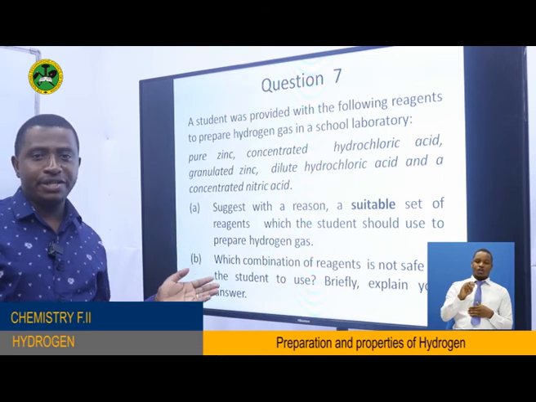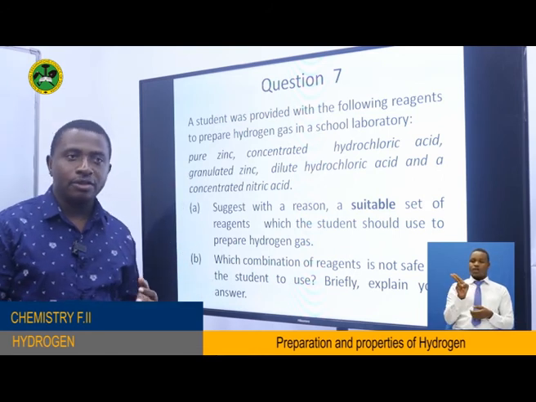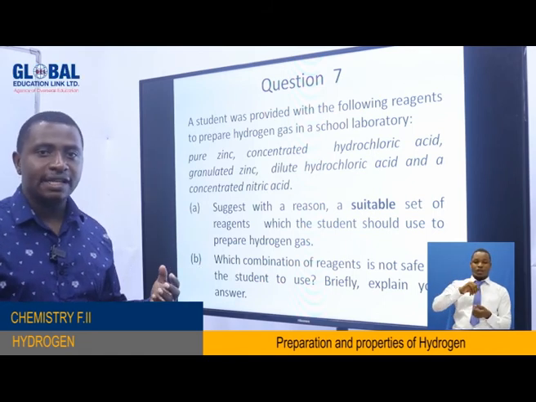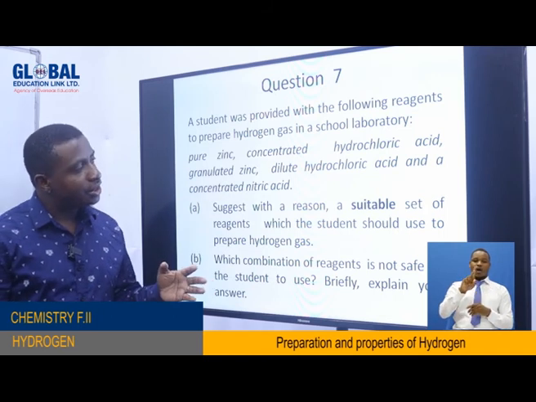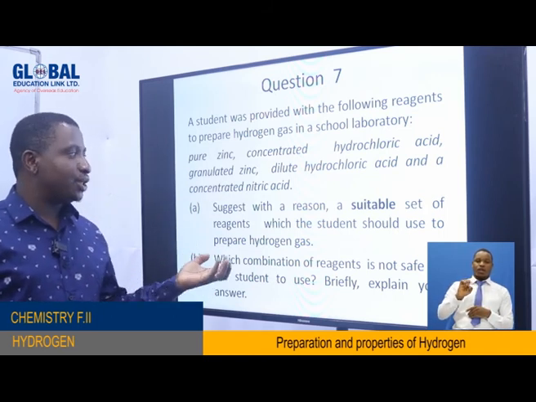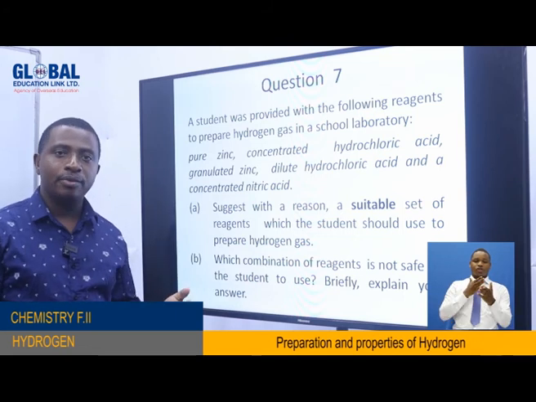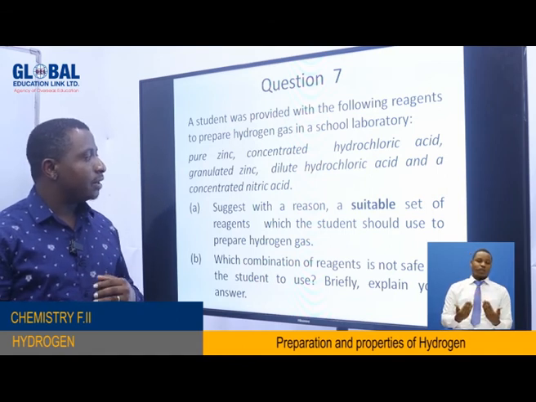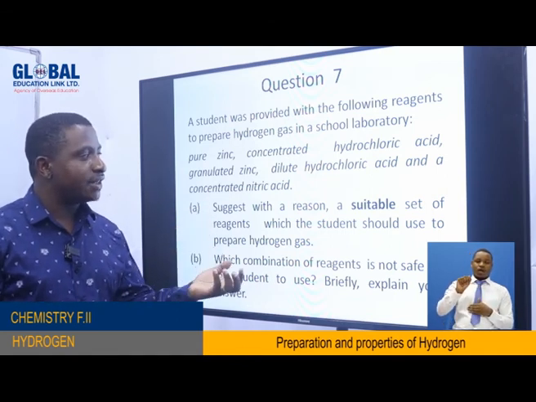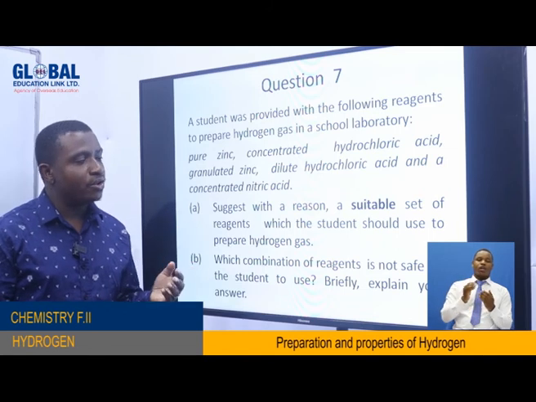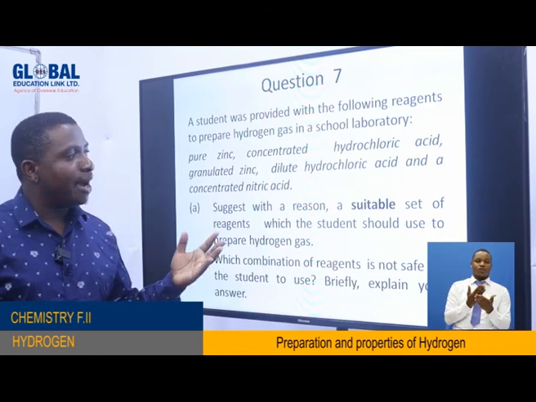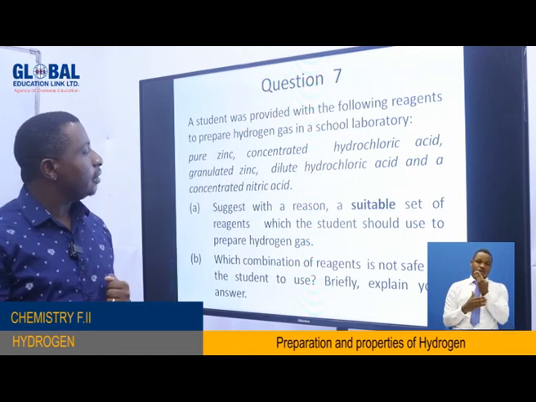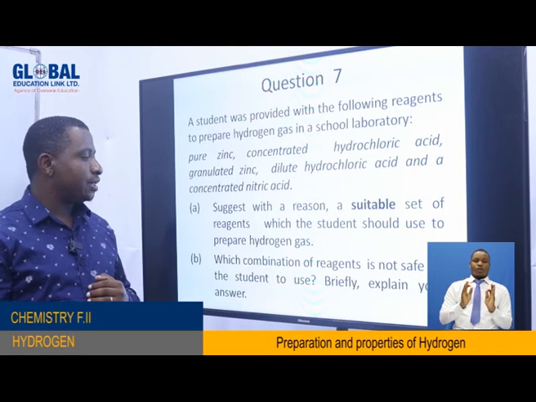The reason behind is granulated zinc contains some impurities such as arsenic, which catalyze the reaction, or which speeds up the rate of reaction of this kind of a reaction. Now, granulated zinc with dilute hydrochloric acid is much more preferred because it leads to the required amount of hydrogen gas. So these are the suitable set of reagents.